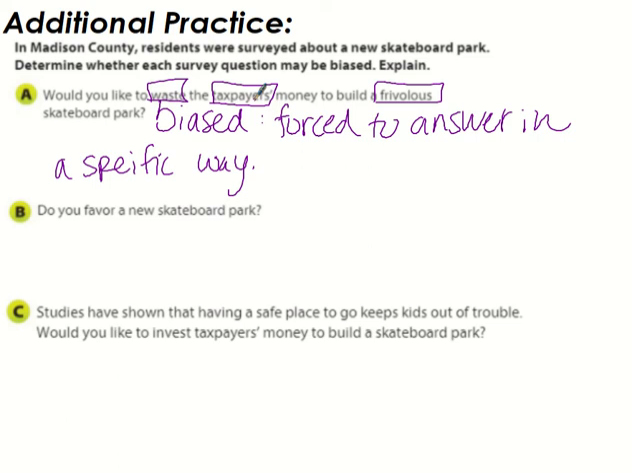So, do you favor a new skateboard park? Biased or not? What do we think?